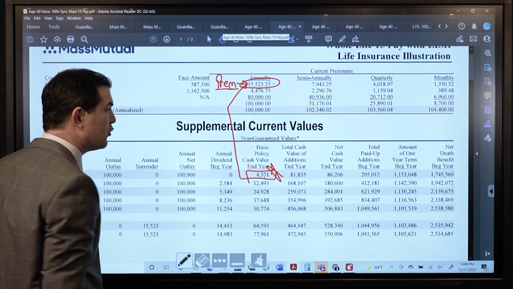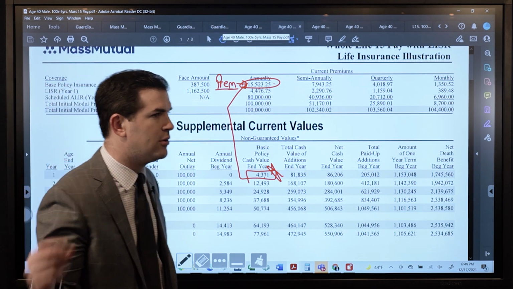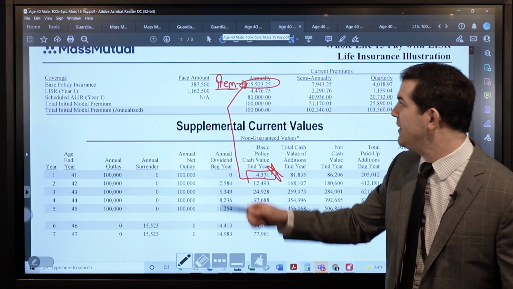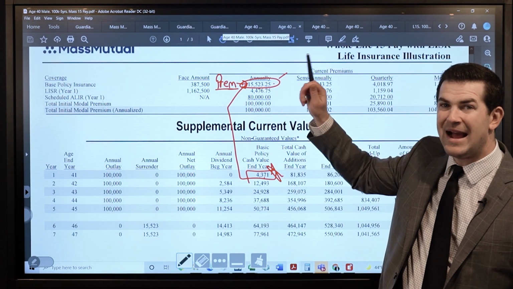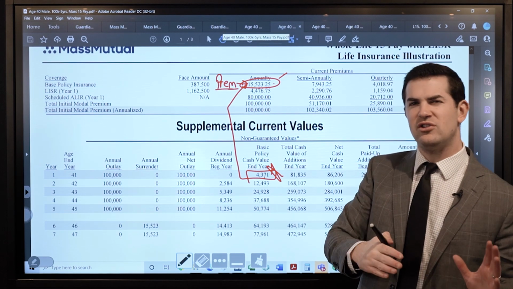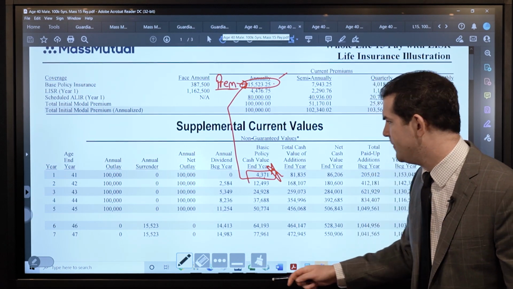$15,523, about $4,400 shows up in cash value right off the bat. So what that actually does is bring your base premium, the amount that does not show up in cash value in the first year, to about $11,000. So it functions similar to that 1090 split design.